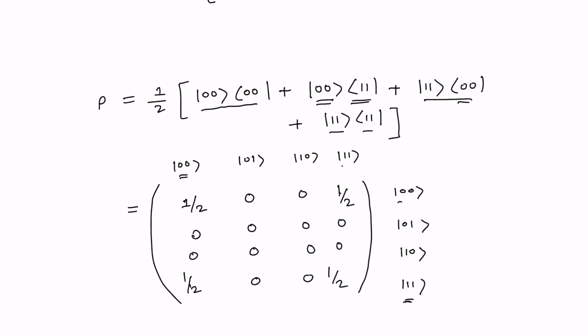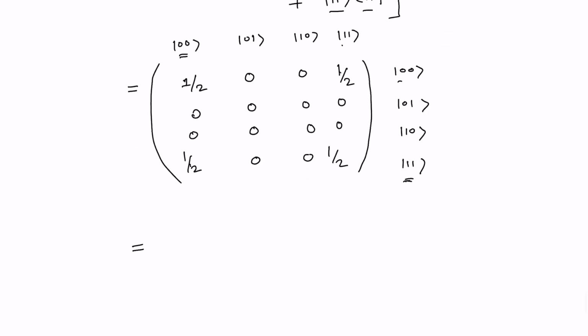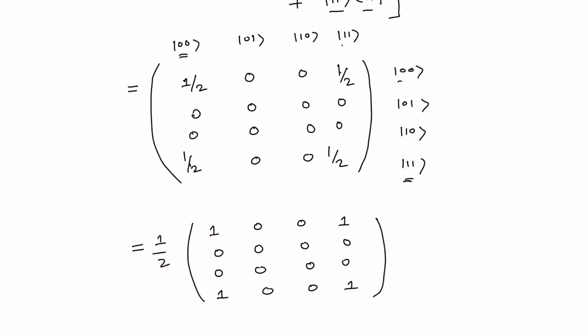Okay, so this is going to be the matrix, or I can also write it as 1 half. I have 1 0 0 1, 0 0 0 0, 0 0 0 0 here, and then finally the last row 1 0 0 1. So this is going to be the density matrix of the composite system.